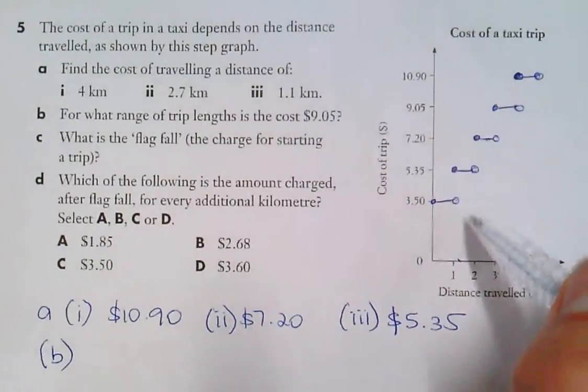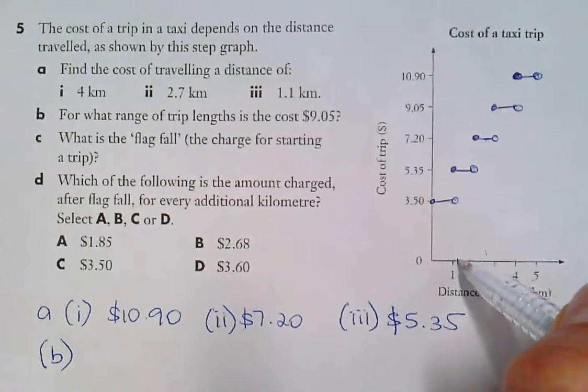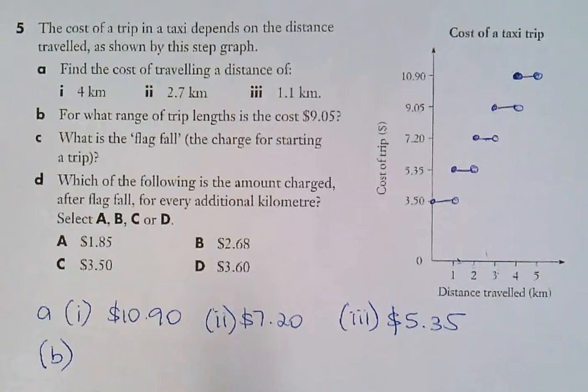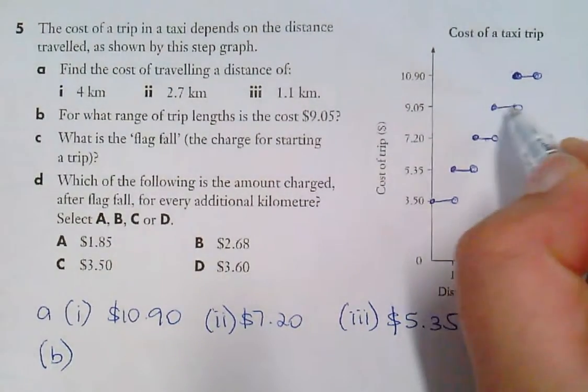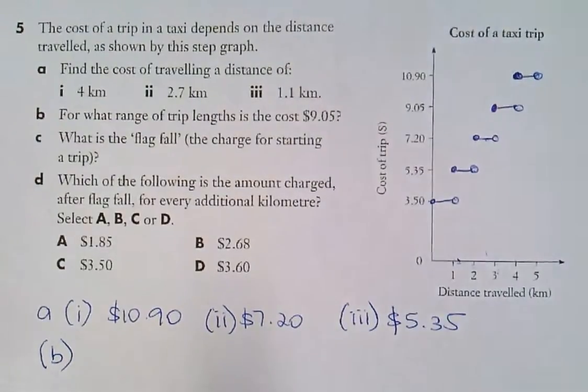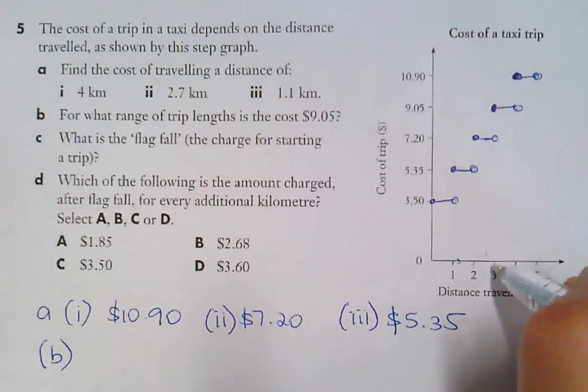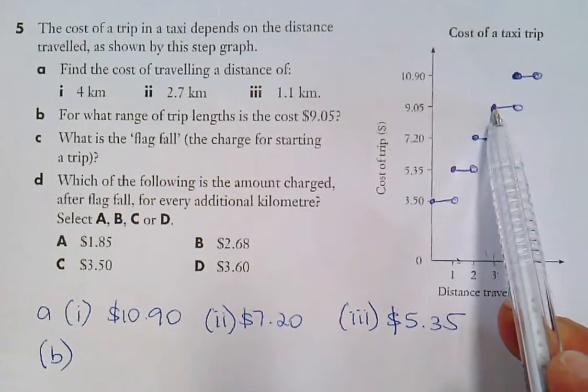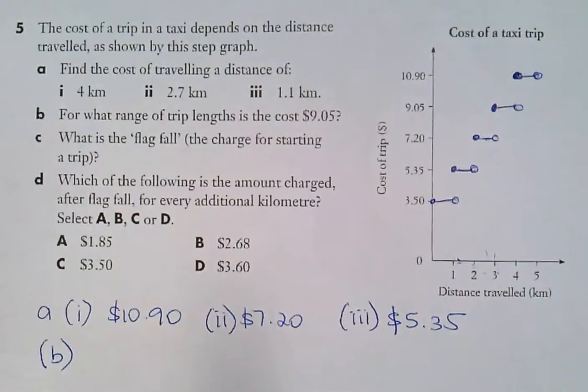Now, part B, we have to be very careful. 1.1 is bigger than 1. It's between 1 and 2. It hits this graph at $5.35. The next question says, for what range of trip lengths is the cost $9.05? We can see it's this one, right? 3 to 4, but which one do I put the less than or equal to next to? Is it equal to the 3 or equal to the 4? Which one's got the coloured in circle? The 3. So I need the equal sign on the 3.